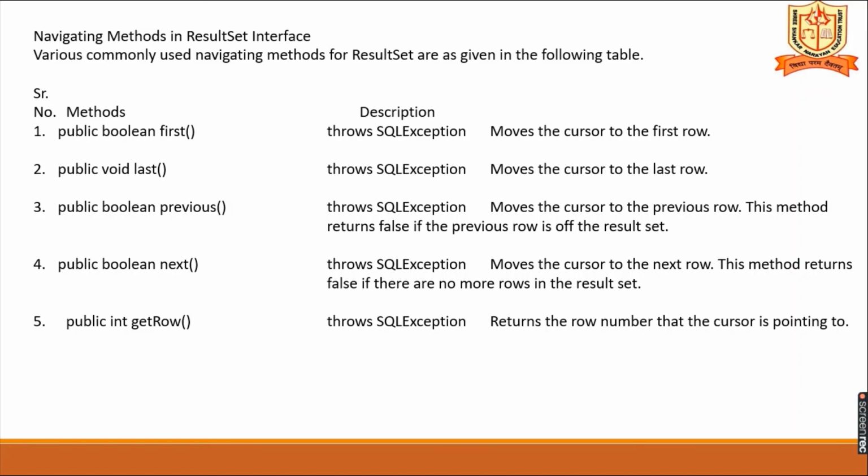Next is navigating methods of the ResultSet. Various commonly used methods in ResultSet are: public boolean first, which moves the cursor to the first row, and public void last, which moves the cursor to the last row. These methods throw SQLException. Public boolean previous moves the cursor to the previous row, and this method returns false if the previous row is off the result set. Public boolean next moves the cursor to the next row. And public int getRow returns the row number that the cursor is pointing to.